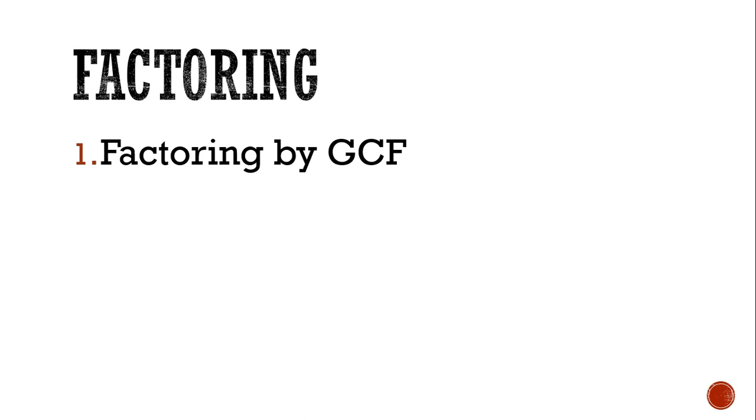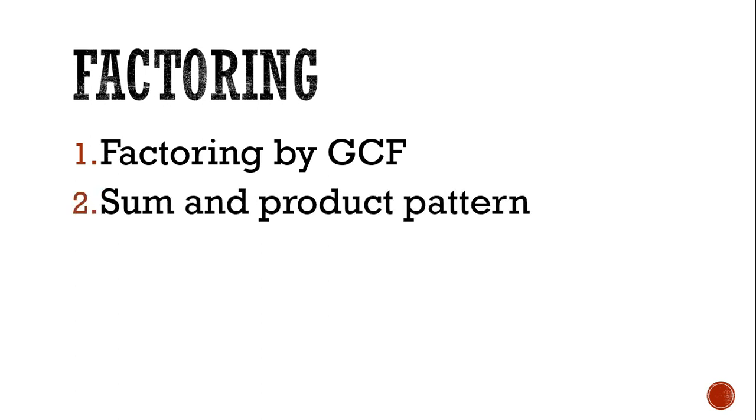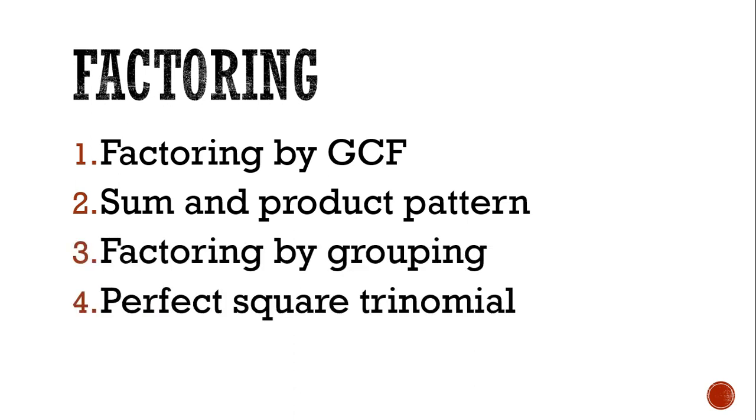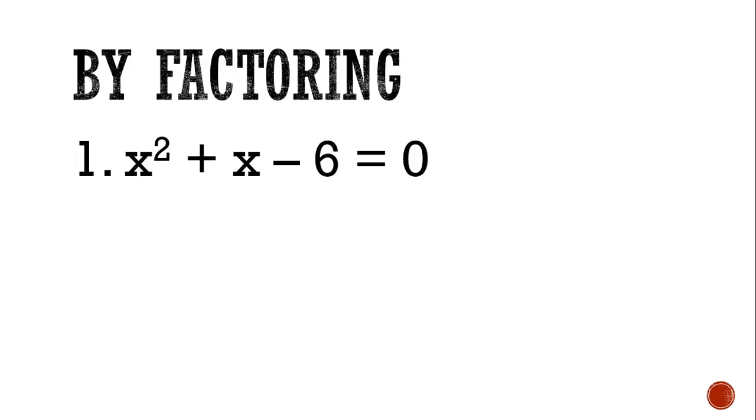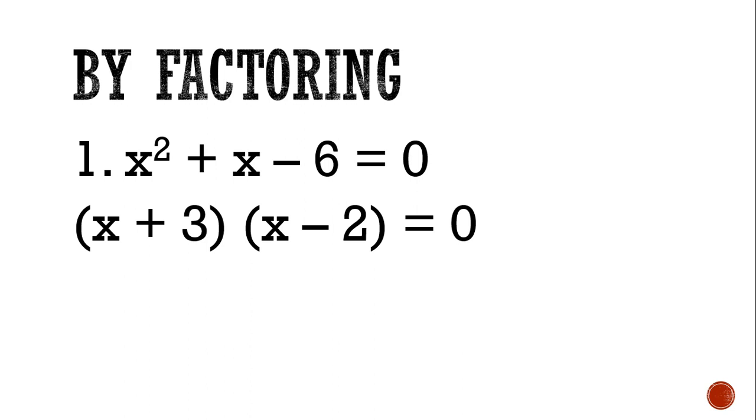Another method you can use to solve for the roots is the method of factoring. We learned a lot of factoring techniques in your 8th grade mathematics. Some of these are factoring through GCF, the sum-product pattern, grouping method, perfect square trinomial, and the difference of squares patterns. So given the previous polynomial equation, x squared plus x minus 6 is equal to 0, this equation has factors of x plus 3 and x minus 2.